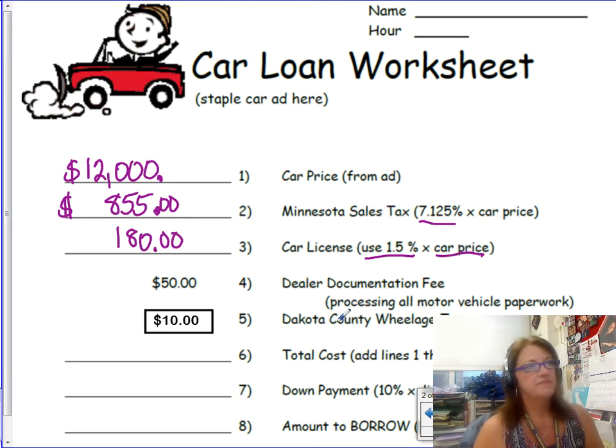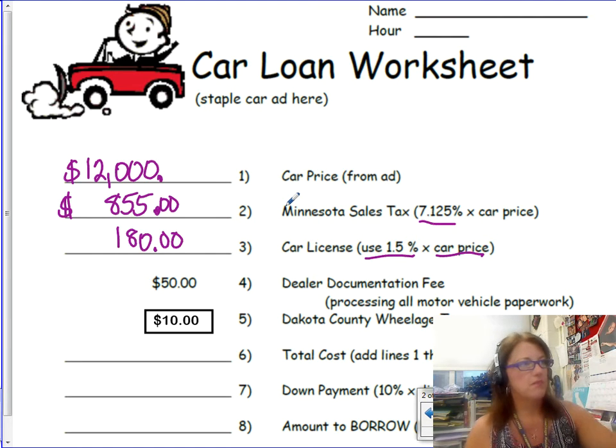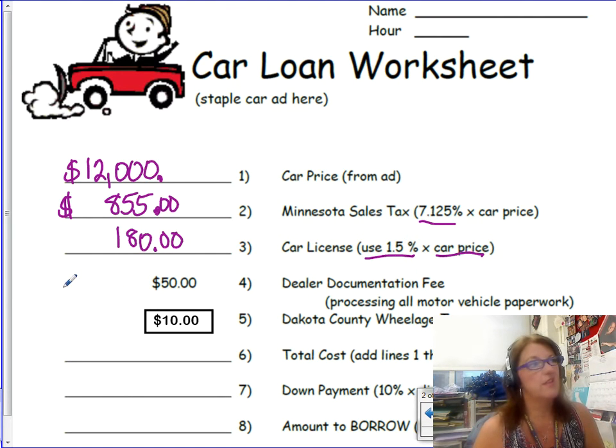Okay. Now, oftentimes when you go and buy a vehicle from a dealer, they have other documentation and paperwork they have to do for you. And so they're putting a flat fee of, let's say, $50 there. And in our county, there's a wheelage tax, so an additional tax of just $10. And this is going to be the total cost of our car now, let's say.